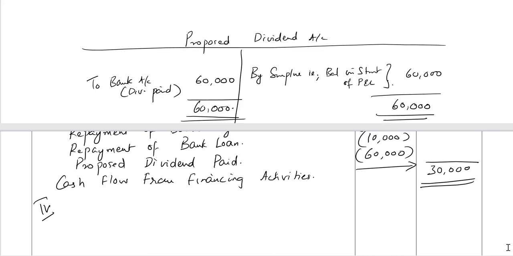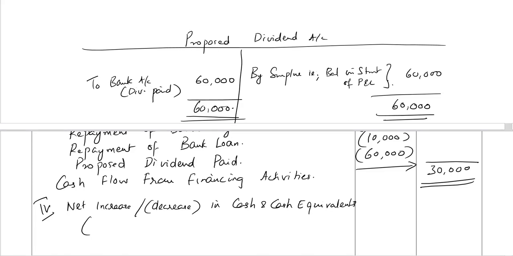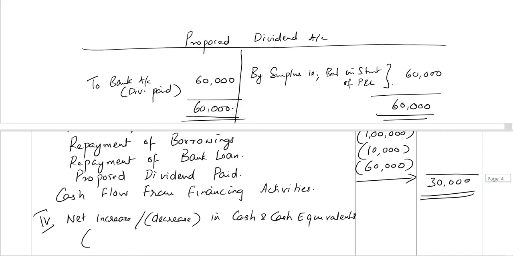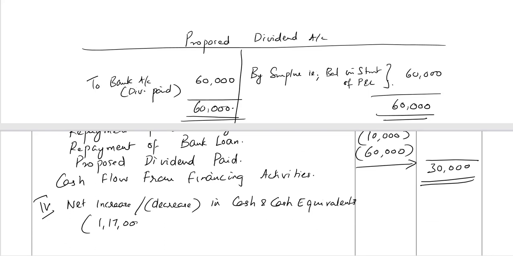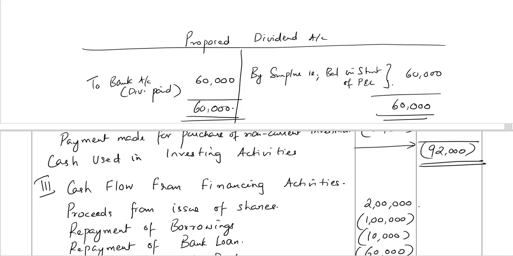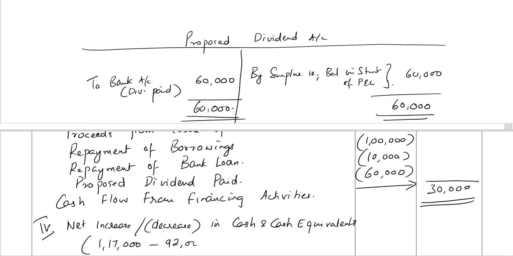Roman number 4, net increase or decrease in cash and cash equivalents. In the case of operating activities, it's plus 1,17,000. The investing activities is minus 92,000 rupees. And the financing activities is plus 30,000 rupees. The net increase is plus 55,000 rupees.